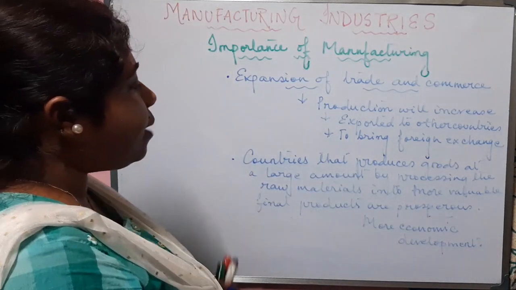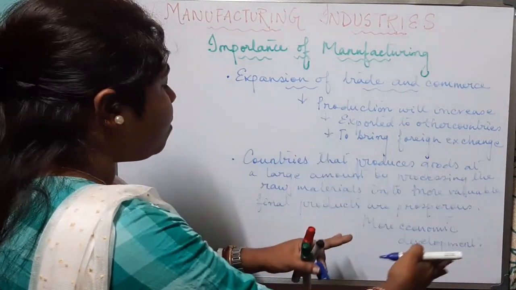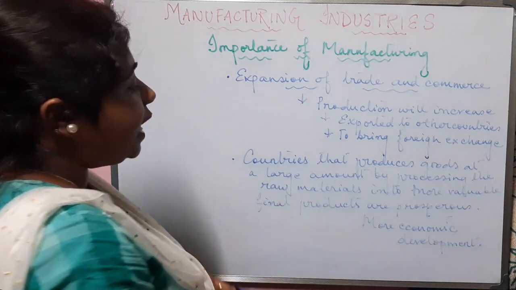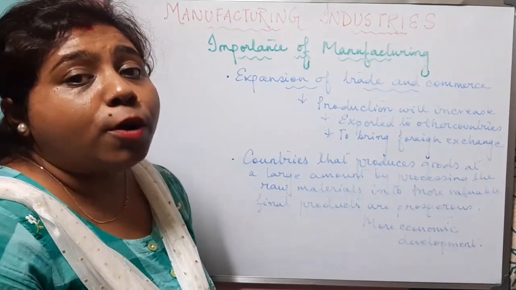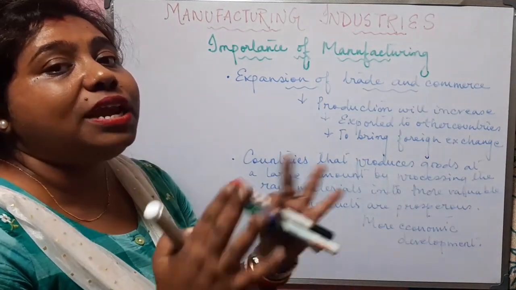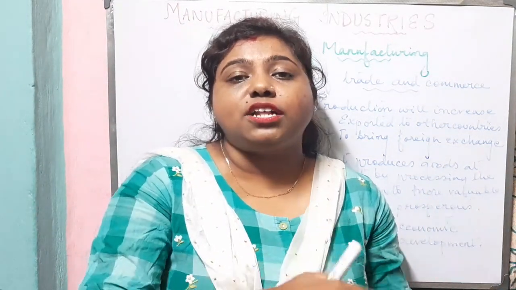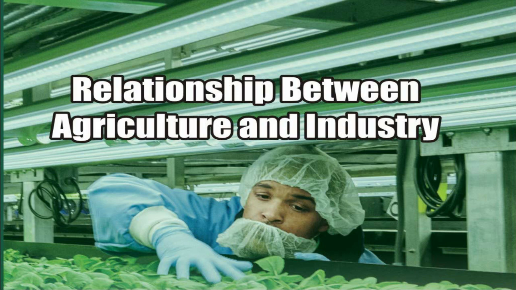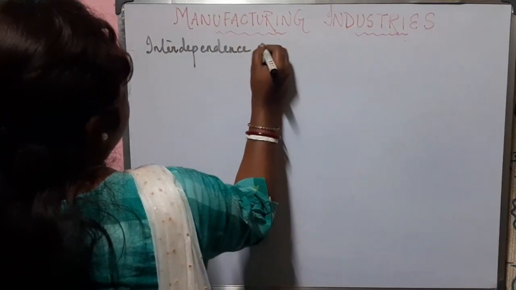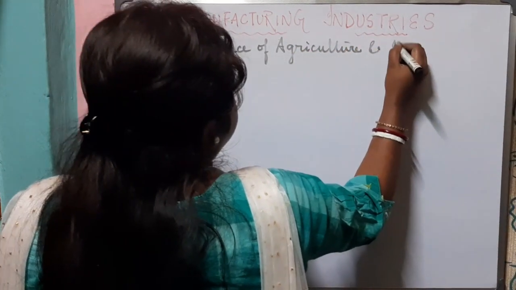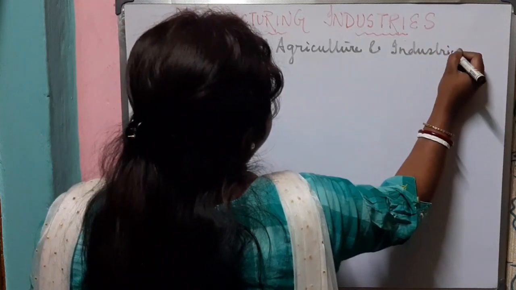Now, as we are talking about the processing of the raw materials into a more valuable final product, here we can understand that we can obtain the raw material from the primary sector, that is agriculture. So agriculture and industry are related to each other. Now let us understand what the relationship between agriculture and industry is. Now let us understand the interdependence of agriculture and industries.